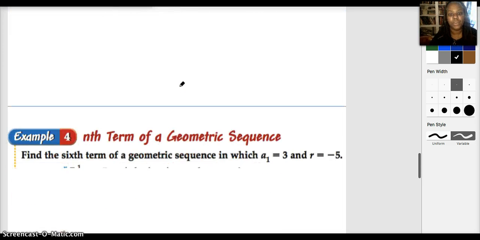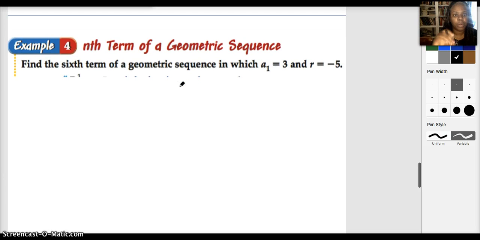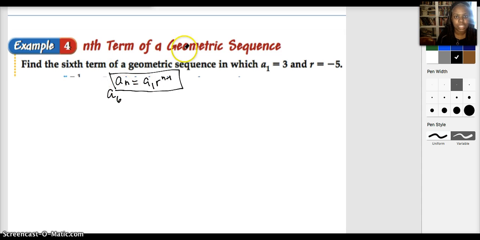Okay, and so now let's get to this example here. We're going to find the nth term of a geometric sequence given some information. Find the sixth term of the geometric sequence where a sub 1 is 3 and r, the common ratio, is negative 5. Well, to find the sixth term, I'm looking for a sub 6. Remember our rule just now? It was a sub n is equal to a sub 1 times r to the n minus 1 power. It's a nice little tight formula, pretty easy to remember.